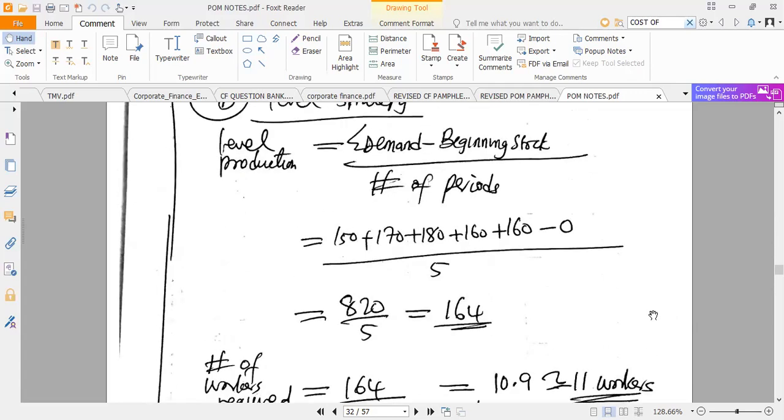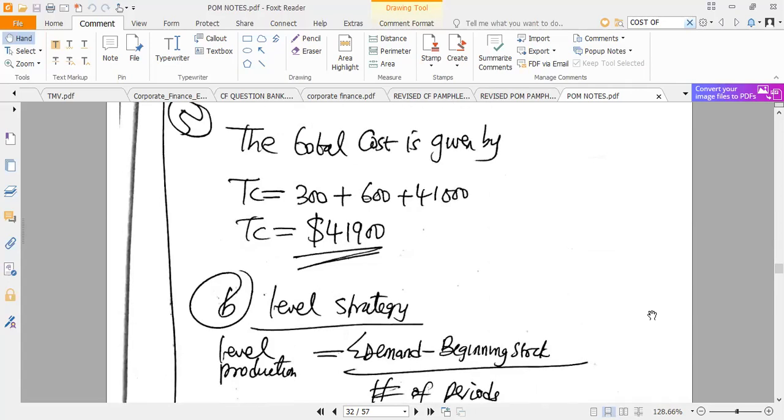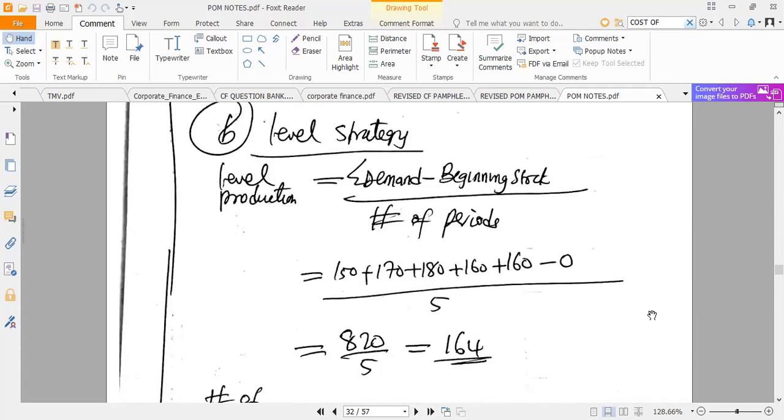Now, this is where I really need to make mention, for people to understand, that in a level strategy you don't hire and fire workers. You maintain the workforce. You don't fire workers. You don't lay off workers. So this is what goes on.